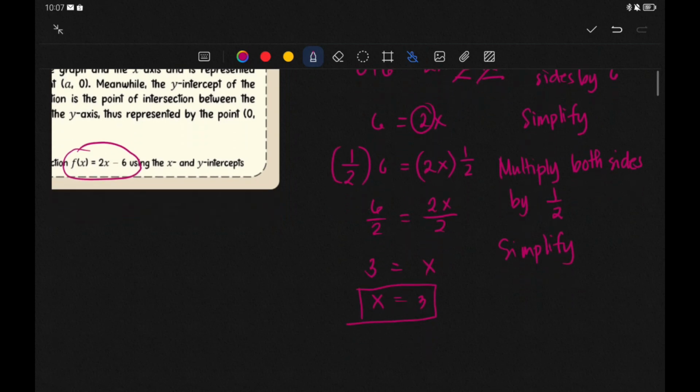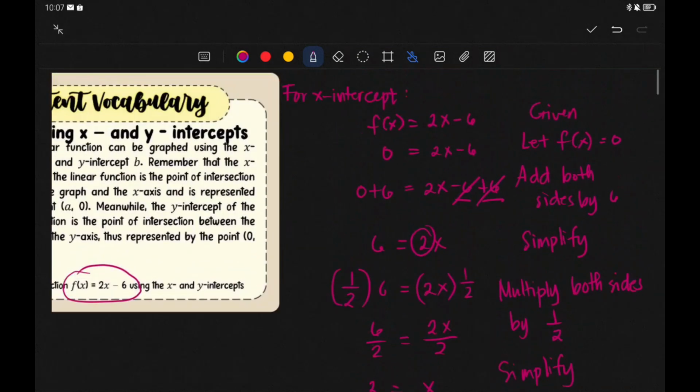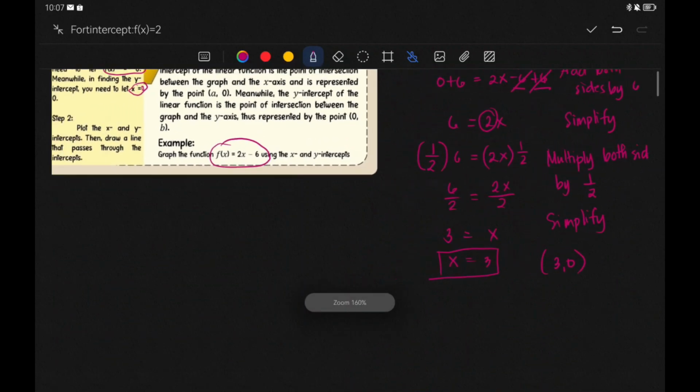So we have now the x-intercept. Thus, the x-intercept is 3 and 0. This means that one of the points of the graph is 3 and 0. Now, let's solve for the y-intercept.